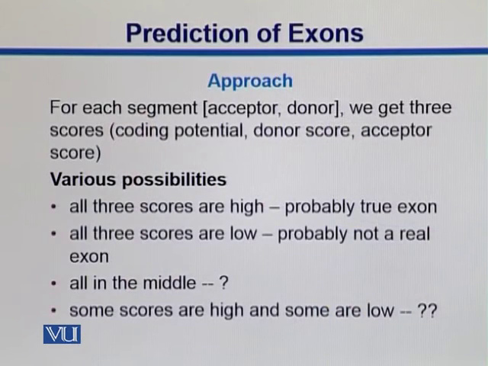So for each segment, acceptor and donor, we get 3 scores. One is coding potential, then we get a donor score, then we get an acceptor score, and we look for different possibilities. If all 3 scores are high, probably we have a true exon. If the scores are low, we don't expect a real exon over there. If all are in the middle, or some scores are high and some are low, then we can look into some other alternatives. So here we can get the evidence with the help of the information we gathered from those splice sites.